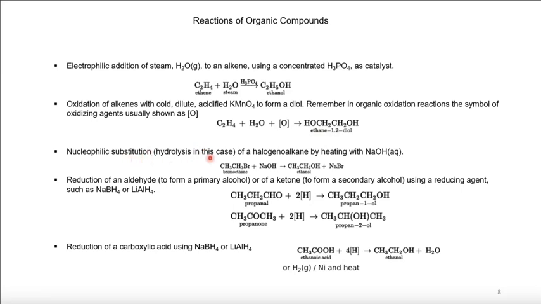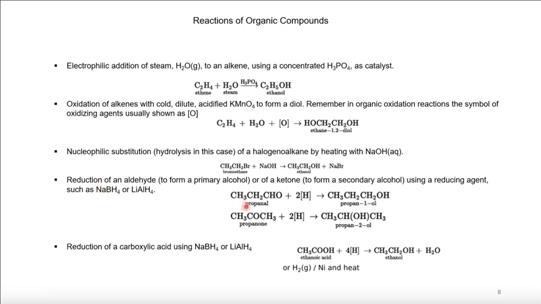This is nucleophilic substitution. We can hydrolyze bromoethane with aqueous sodium hydroxide, and then we get ethanol and sodium bromide. We can also reduce an aldehyde or ketone to get an alcohol. Here is an example. What is the reducing agent? Sodium borohydride or lithium aluminium hydride. This is the reducing agent we generally use in organic reactions.